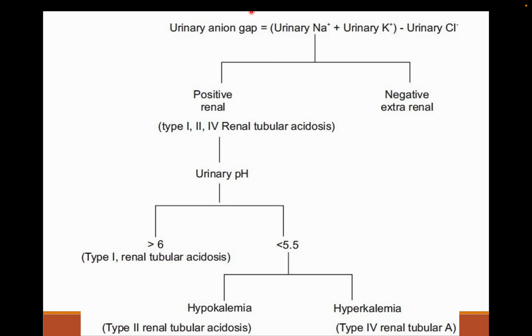If the urinary anion gap is low or negative, that means urine chloride is normal and urine ammonium excretion is normal. It will become negative or normal, around 0. That is an extrarenal cause, that is diarrhea or GI loss.